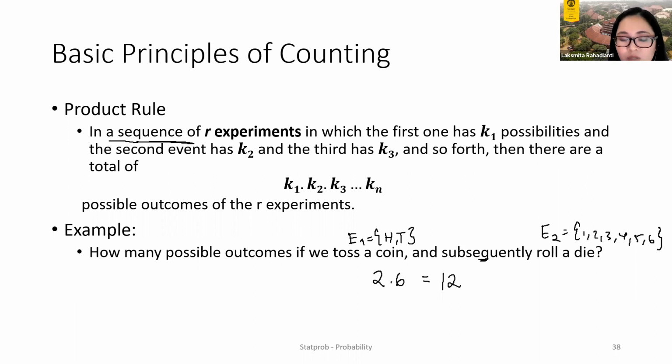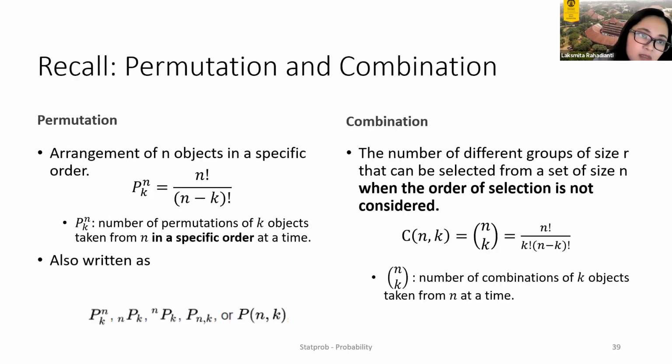We can also use more complex ways of counting the possible outcomes by permutation and combination. The main difference between these two is that in permutation, you consider the specific order, and in combination, you do not need to consider the specific order.